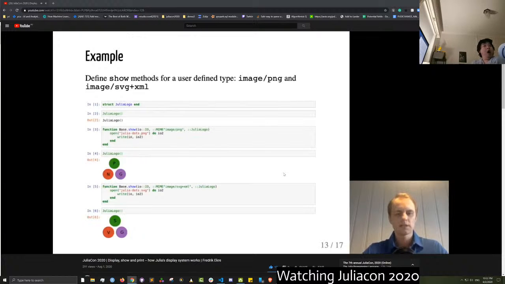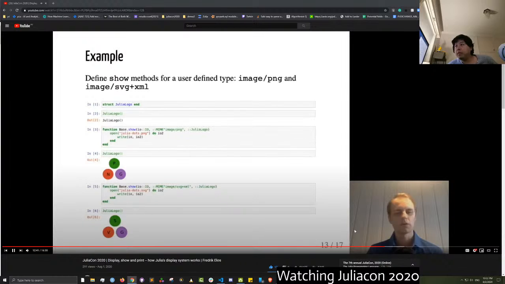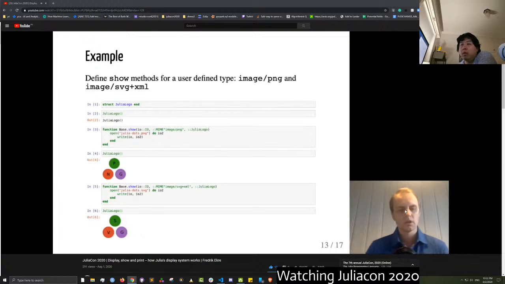So in this last notebook cell here, there are 3 different methods defined. So we have the default one with text output in cell number 2, and then we have our defined PNG output in cell 4, and the SVG output in cell number 6. So somehow IJulia chooses to use one of them. So in the last case we only see the SVG, for example, even though PNG and text output is also possible.